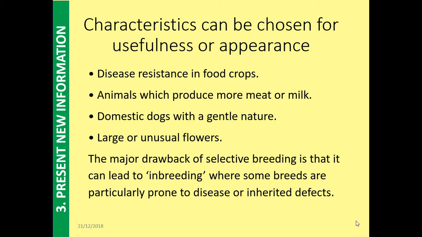Last slide then is characteristics. These are the ones the exam board want you to know about. Characteristics that can be chosen as features that we would want to selectively breed and pass on to the offspring. Disease resistance in food crops. Okay, so it might be that you have a big crop of food and some of it is affected by disease and some isn't. So the stuff that isn't, you would then selectively breed so that the next year you're not going to be affected by that disease. Animals which produce more meat or milk, we've looked at both of those examples.